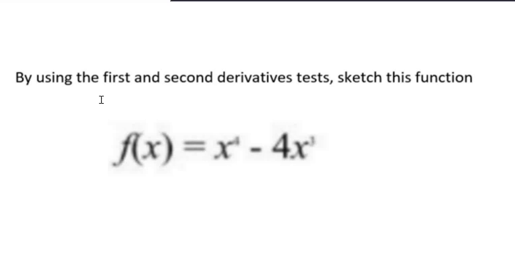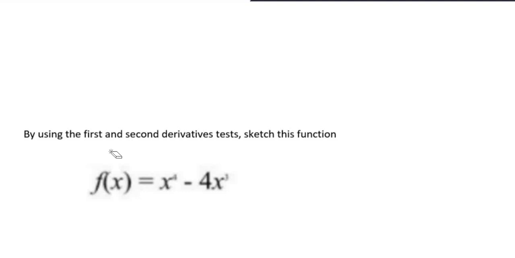Hi, today we are going to discuss how to sketch this function f of x equals x to the power of 4 minus 4x cubed by using the first and second derivative test. Let's get started. The main idea is, the first step, we have to find the x and y intercepts of this function. Only after that do we find the first and second derivatives.